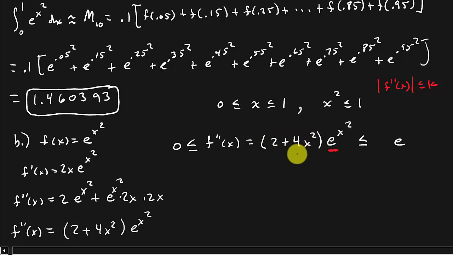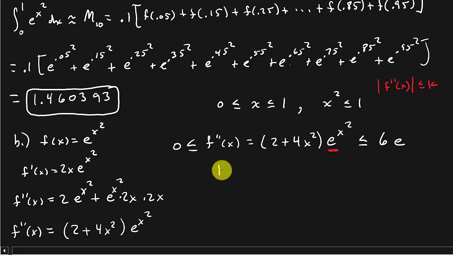Well, if I plug a 0 in, that's 2. If I plug a 1 in, that's 6, right? So I plugged in 0, I plugged in 1, I got 2, and I got 6. Well, what happens if I plug in 0.5? Is that going to give me a value larger than 6? No. So the largest this is going to ever be is 6.